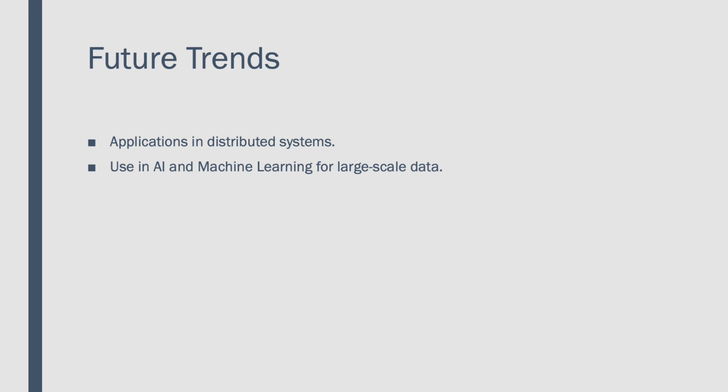Okay, so now this is the last slide. Future trends: basically divide and conquer will in the future be more broadly used in distributed systems, and it will be used in AI and machine learning for large data to make it easier to sort and do it faster.